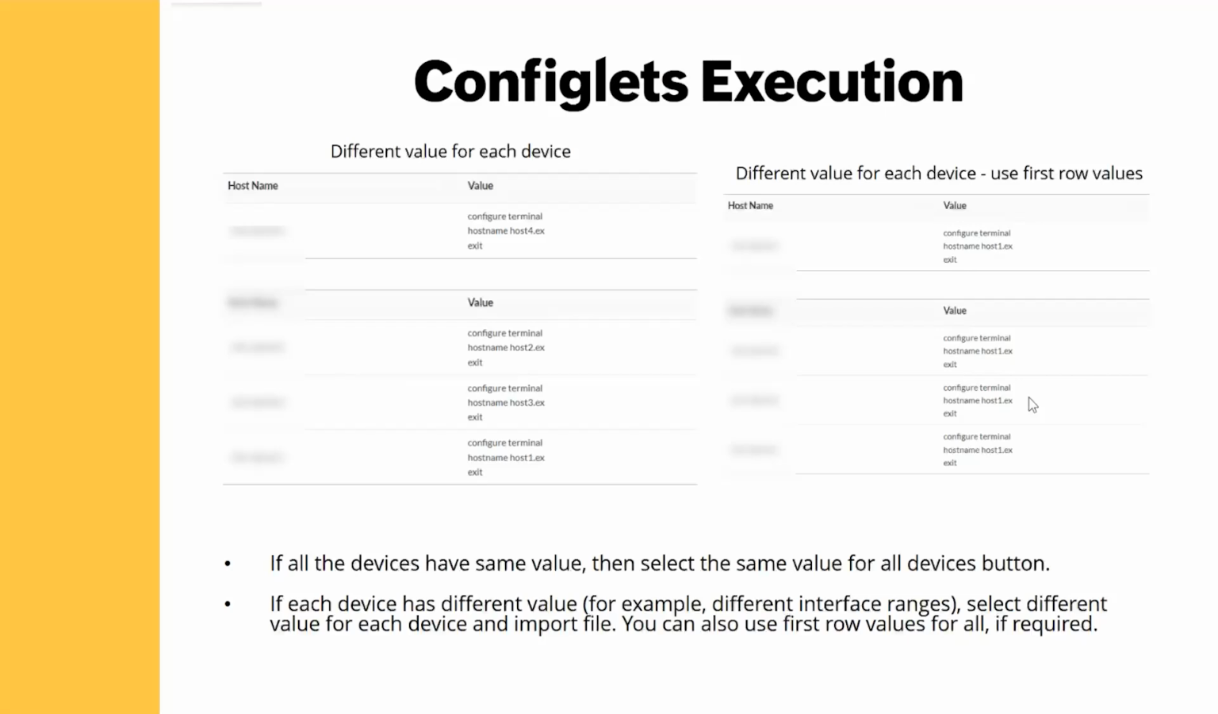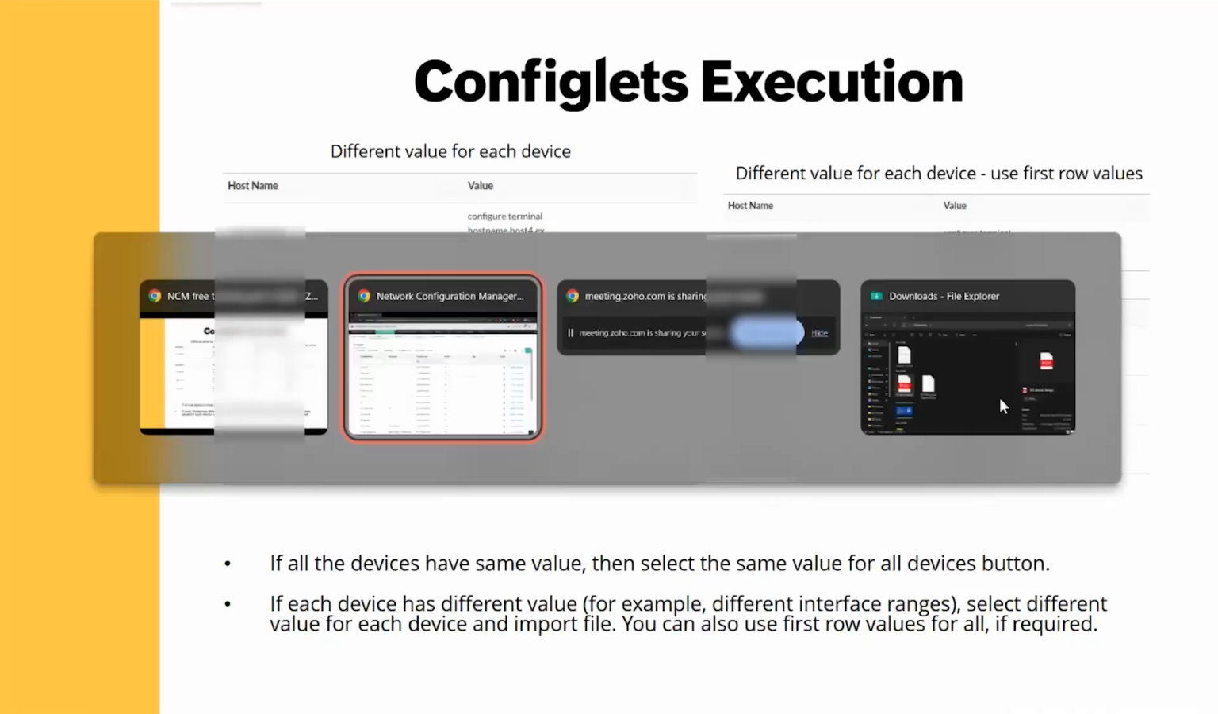Now let's move on to the next topic, which is configlet execution. Remember when we discussed the template variable section earlier? This is where you decide to use the same value for all devices or a different value for each device. This feature is helpful when some devices need unique details such as interface ranges or host names. I'll show you that in the UI.